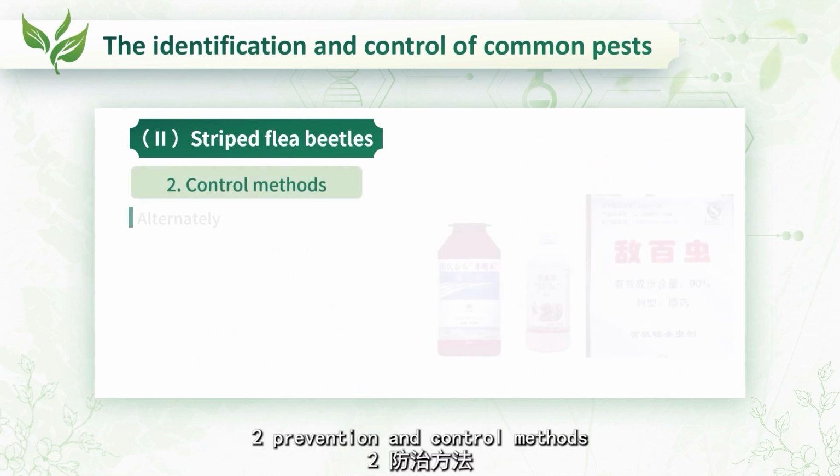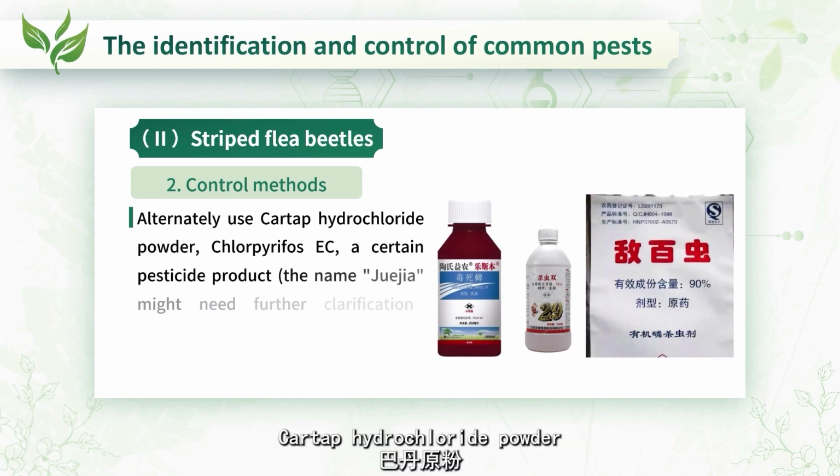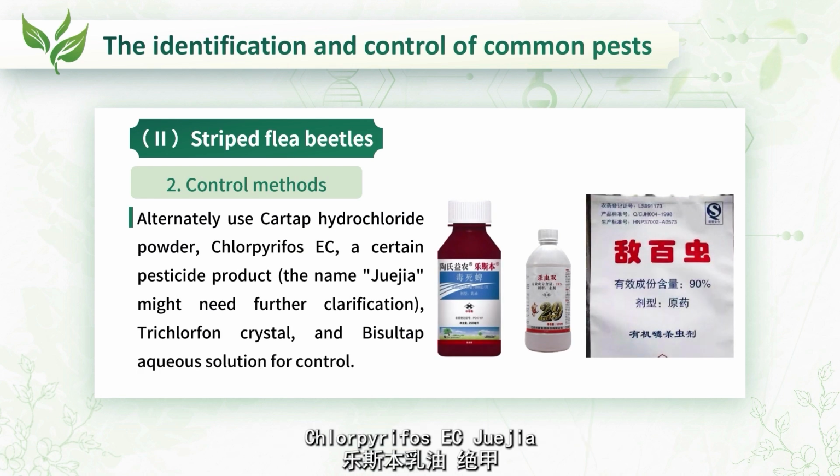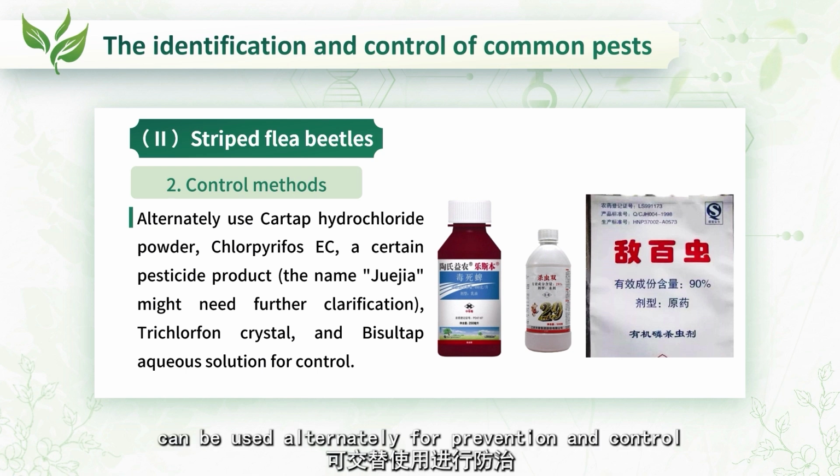2. Prevention and control methods. Cartap powder, Lorsban EC, Jujia, trichlorvon crystal, and Bisultap aqueous solution can be used alternately for prevention and control.